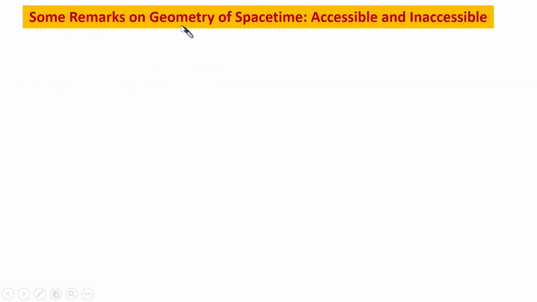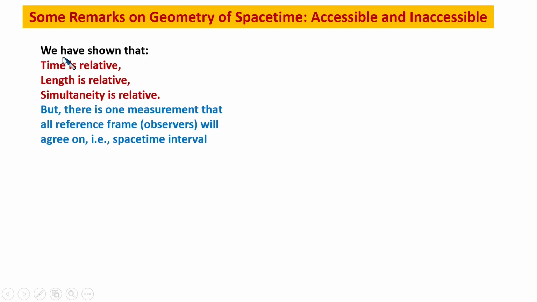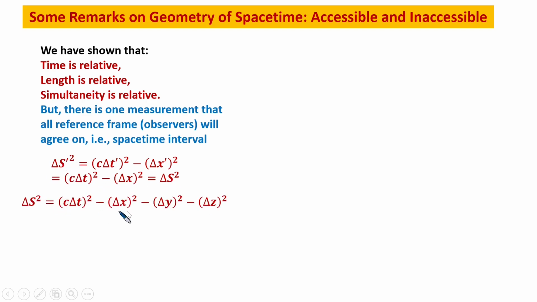Now some remarks on the geometry of spacetime, that is, the accessible and inaccessible regions. We have shown that time is relative, length is relative, simultaneity is relative, but there is one measurement that all reference frame observers will agree on, that is the space-time interval, which we have shown. Let me repeat, this is your space-time interval. It is like the hyperbola equation, x square minus y square, which is constant. Whether you measure this separation in the S prime frame or in the S frame, it will be the same. And if you take the other two coordinates as y and z, then this equation is valid.